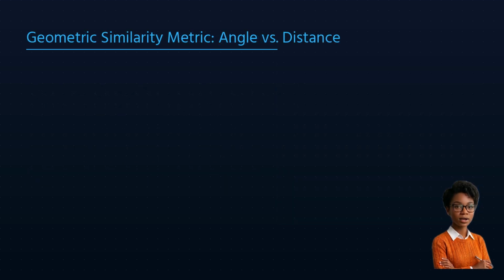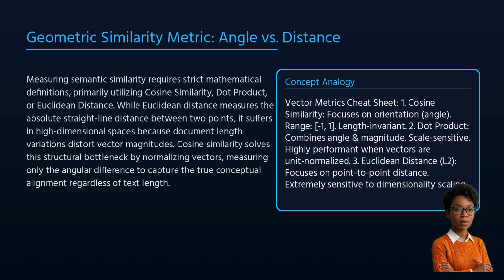When building an engineering pipeline, selecting the wrong metric can severely degrade retrieval quality. Dot product calculation is ideal when your embeddings are strictly unit normalized, as it collapses into simple cosine similarity and computes incredibly fast. However, if your vectors are not normalized, Euclidean distance might prioritize shorter fragments over long relevant documents simply due to lower coordinate values.